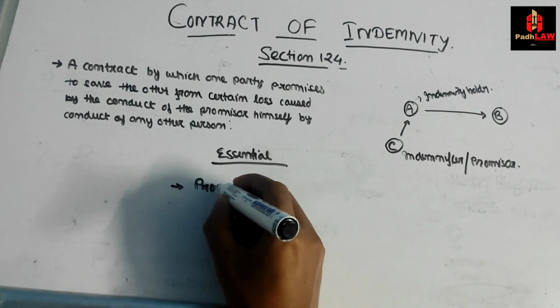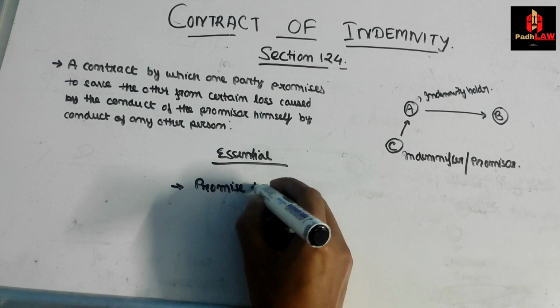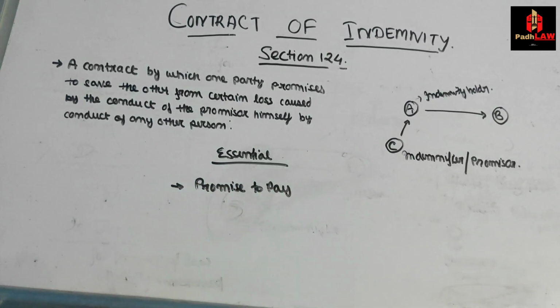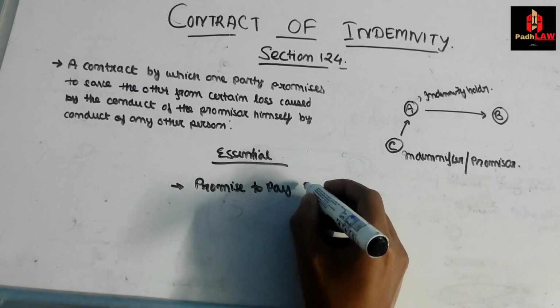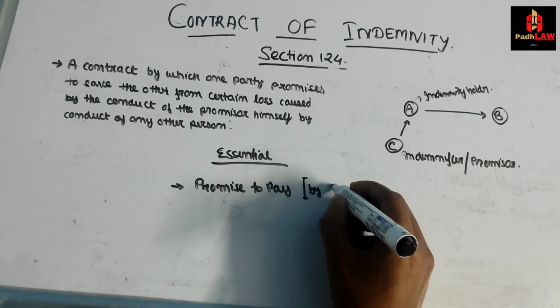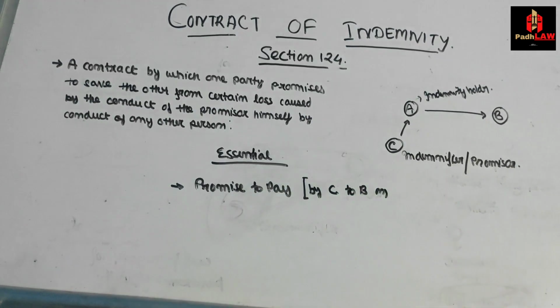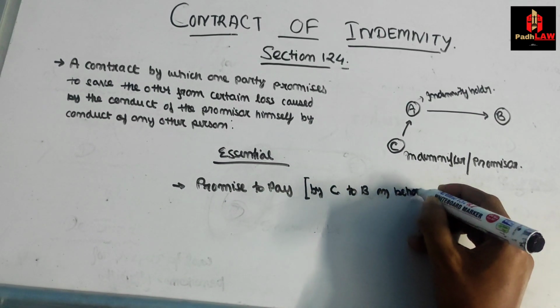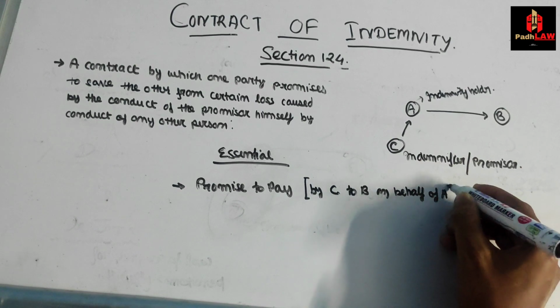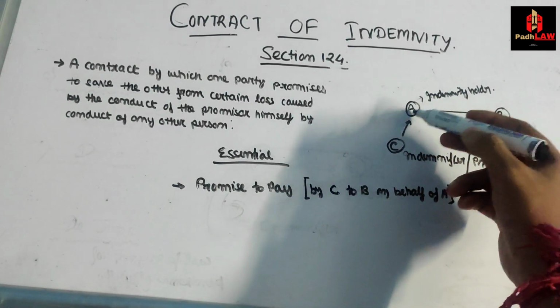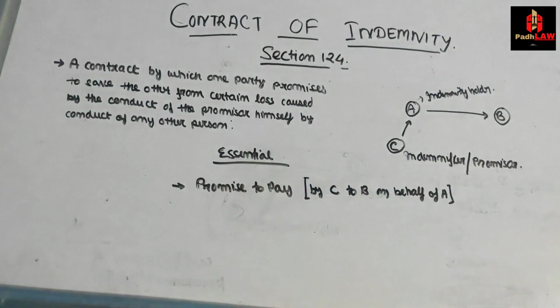The first essential is that there should be a promise to pay, एक promise होना चाहिए to pay something, by C to B on behalf of A. I promise that I will pay something to B if A becomes faulty in anything.